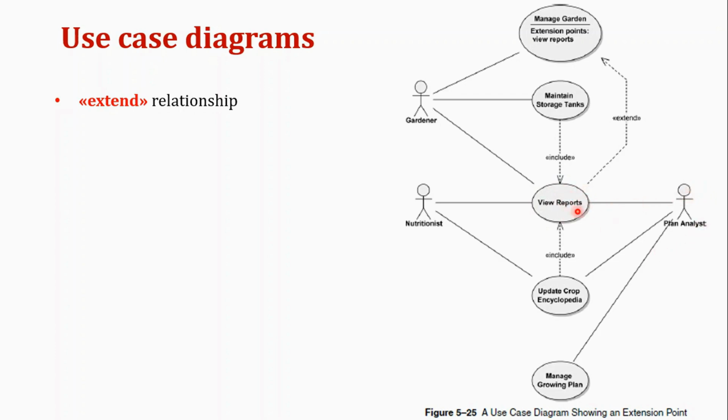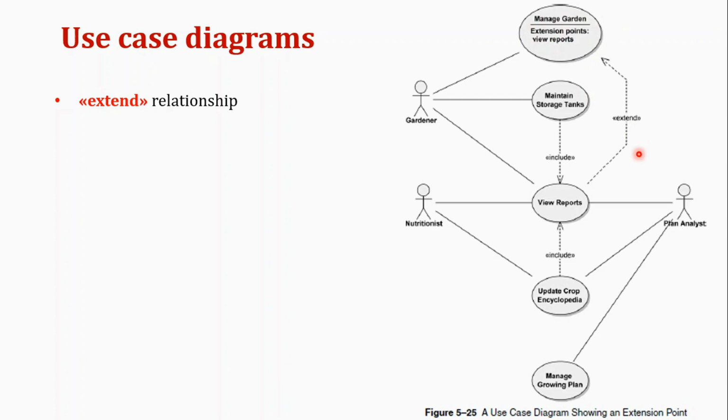And plant analysts can invoke the view report, update crop encyclopedia, and also manage the growing plant. So this is the task performed by each actor in this system. Here the view report extends the manage garden. For example, while managing the garden, from the report I may go for the plan of extending what all the points to be added while managing the garden. So this could be done by the view report use case.